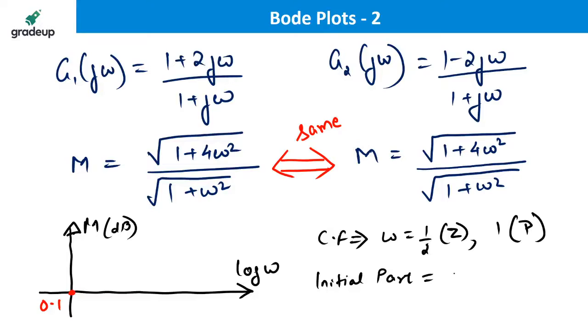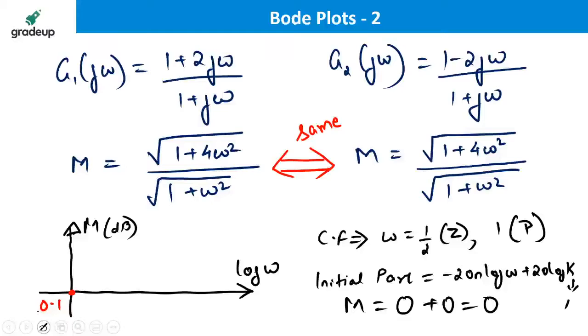Also, what is my initial part? My initial part is given by the formula minus 20 n log omega plus 20 log k. So what will be the initial part? What is the value of n? Number of poles at origin is 0. What is the value of k? K is 1. K means there is no constant multiplied separately. Log 1 is also 0. So the initial magnitude will be just 0, meaning the Bode plot will start lying on the x-axis.